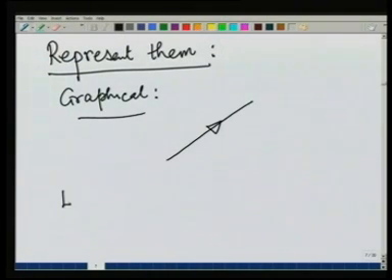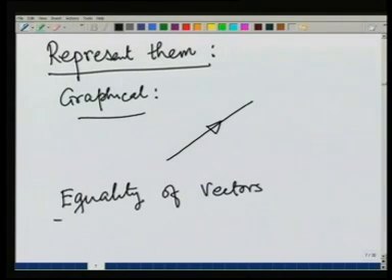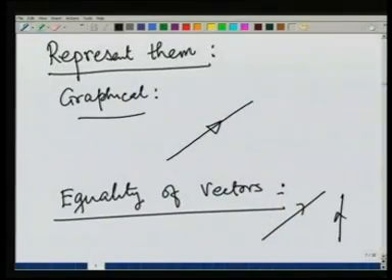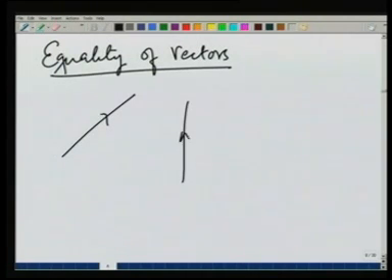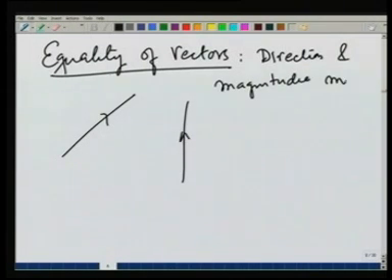In this manner, if we now have two vectors, how do we decide whether the two vectors are equal or not? If there are two vectors given, they will be equal if they produce the same effect. So, their direction and magnitude must be the same.